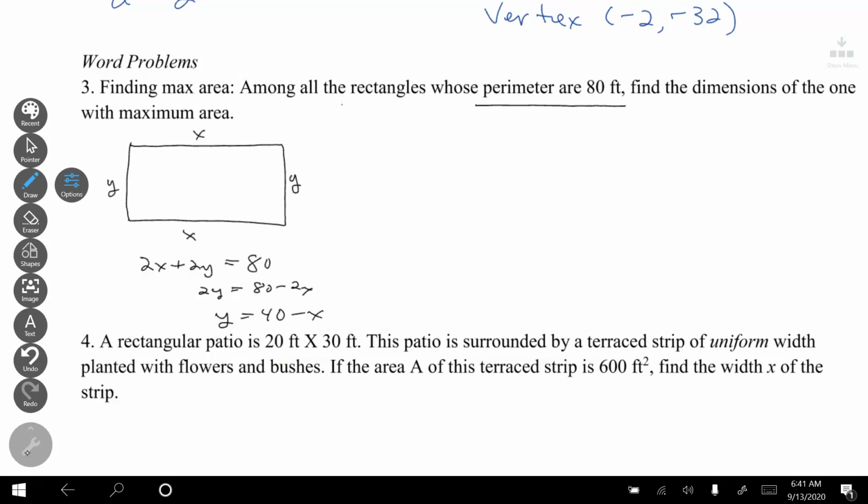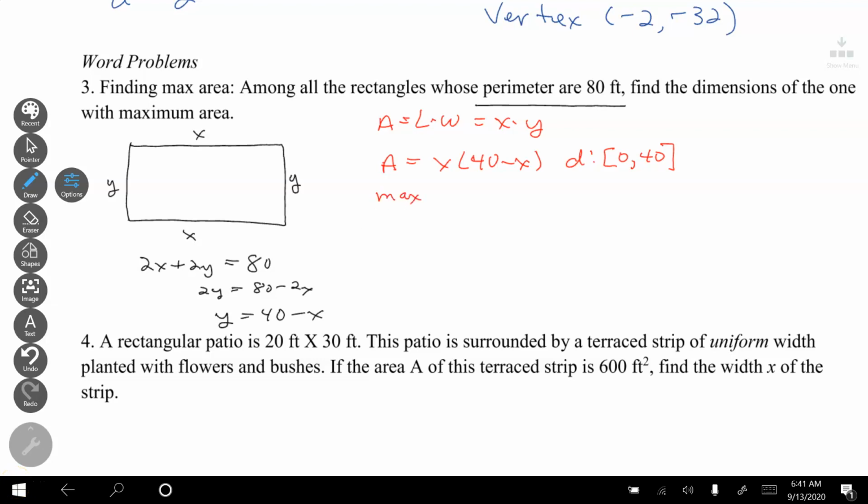Now I want to find area. Well, area is just length times width, which is x times y. And my area formula is going to be x times (40 minus x). My domain for this, well, let's see, the most I can do for x is 40. If I make x bigger than 40, my side y would be negative. So that's my domain.